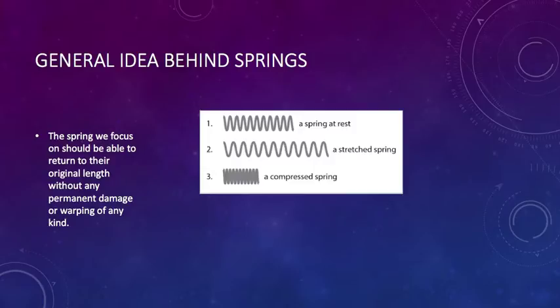This can be achieved in many ways, such as a vertical spring with a mass attached to the end, which allows the mass's weight to influence and stretch the spring. The third spring shown here is being compressed.